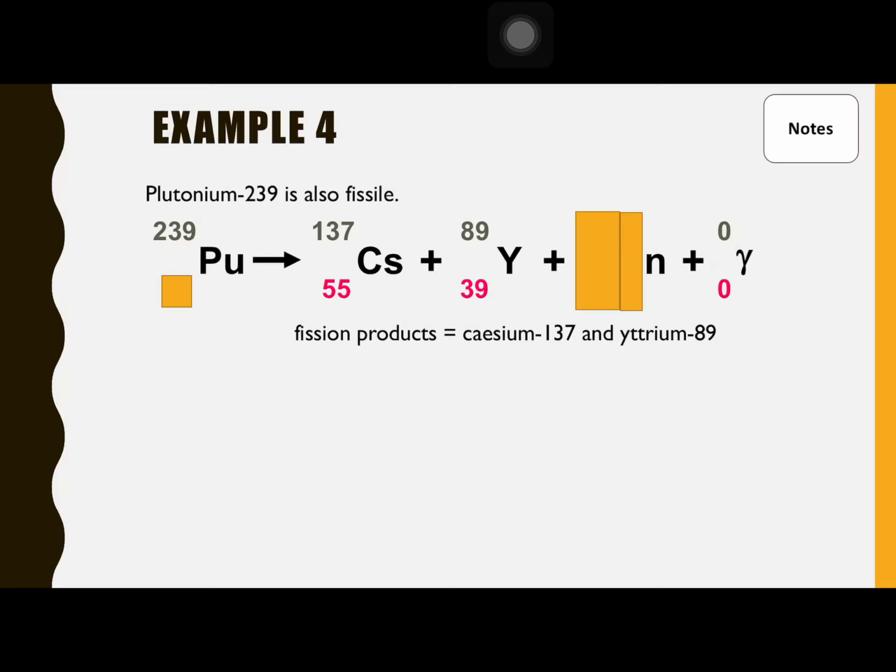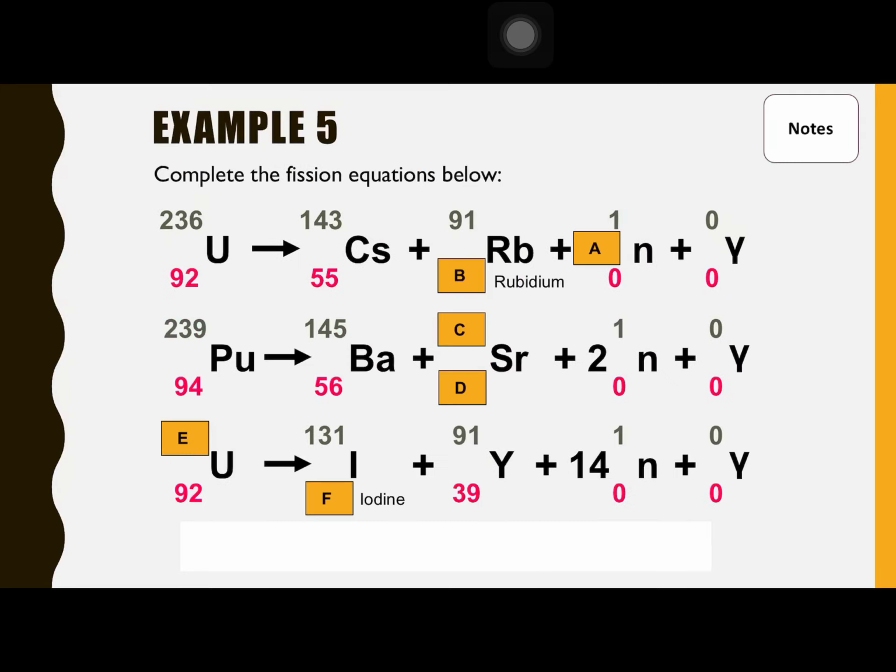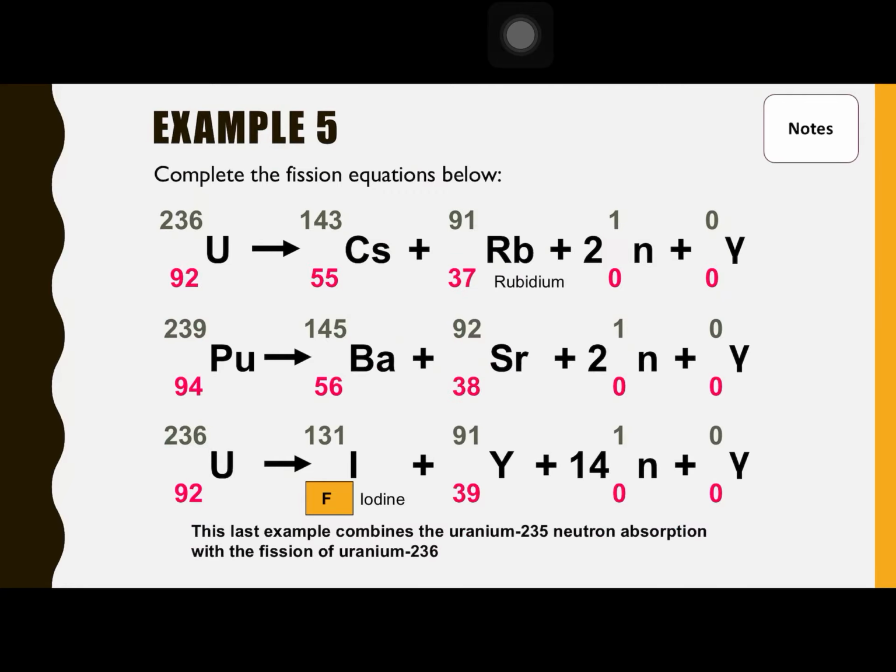Again, I'll start off with gamma. So gamma is 0, 0. Then neutron would be 1, 0. And then I just count the top numbers and the bottom numbers. Left hand side should be equal to right hand side. So you end up getting 13 neutrons and the proton number for plutonium will be 94. Again, pause here and try this out. You should have gotten this. Quite simple, right?